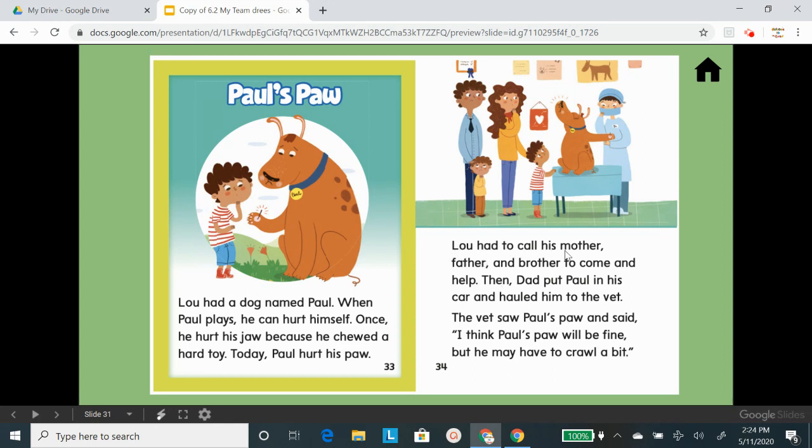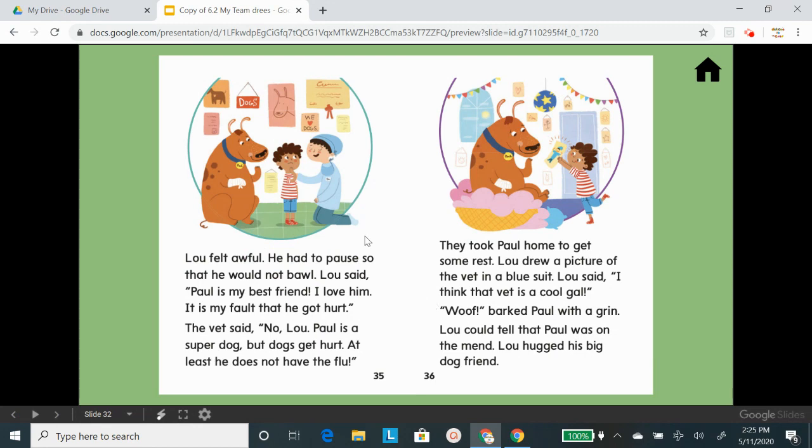Lou had to call his mother, father, and brother to come and help. Then Dad put Paul in his car and hauled him to the vet. The vet saw Paul's paw and said, I think Paul's paw will be fine, but he may have to crawl a bit. So now they're still at the vet, and Lou's looking a little sad. Let's read about what happens here.